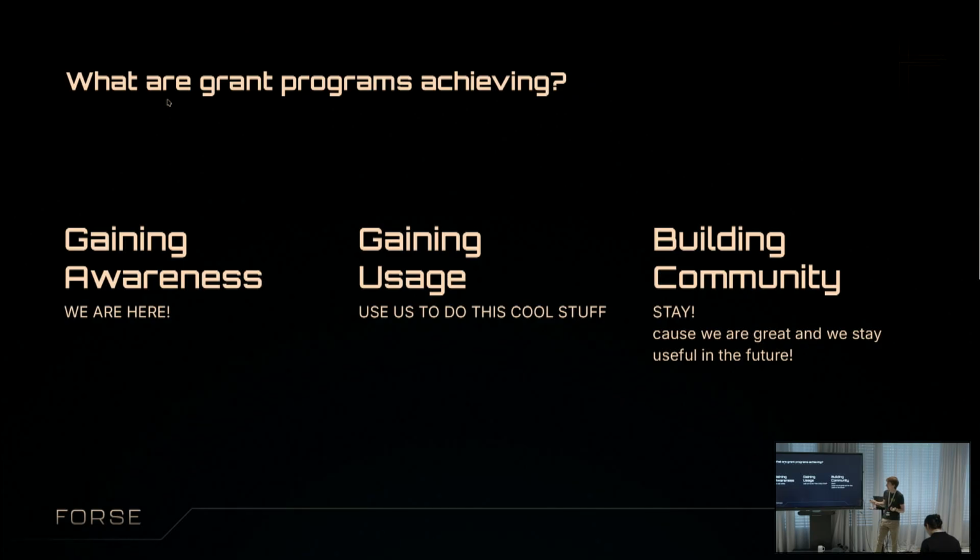Then, what I briefly touched on, what are grant programs trying to achieve? Three main things: gaining awareness, gaining usage, and building the community. Gaining awareness means more users, gaining usage means more TVL, and building the community means they are less likely to sell your token, so increasing the market cap. That's the KPIs that the foundations really care for: the users, the TVL, and the stickiness.